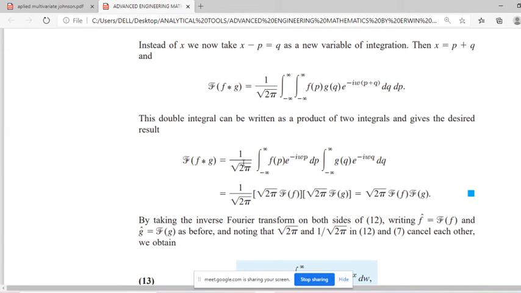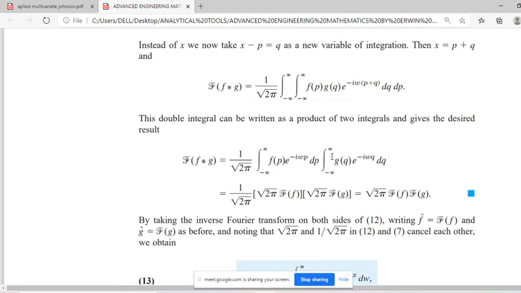Yeah, here we can multiply 1 by root 2 pi, and so this will be f cap of w, and this is g cap of w. If we have 1 by root 2 pi here, we multiply and divide by root 2 pi, then we will get root 2 pi into f cap of w into g cap of w. Okay, so what will be the inverse? f cap of w into g cap of w.